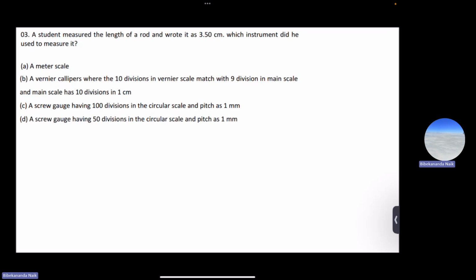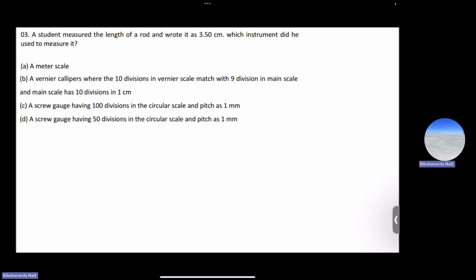So question 3 says a student measured the length of a rod and wrote it as 3.50 centimeter. Which instrument did he use to measure it? Options are option A, meter scale; option B, a vernier caliper where the 10 divisions in vernier scale match with 9 divisions in main scale and main scale has 10 divisions in 1 centimeter; option C, a screw gauge having 100 divisions in circular scale and pitch as 1 millimeter; and option D, a screw gauge having 50 divisions in circular scale and pitch as 1 millimeter.